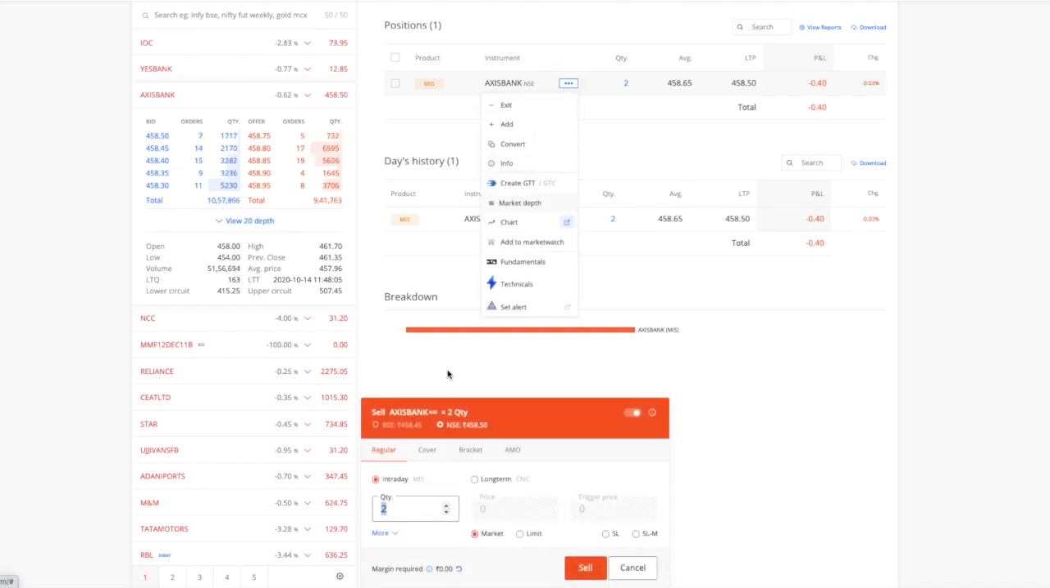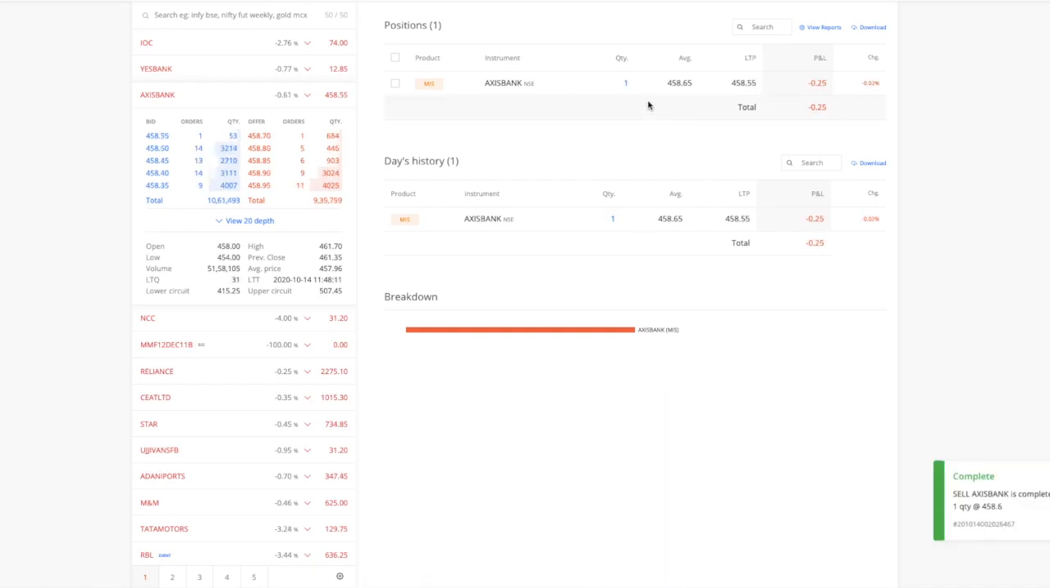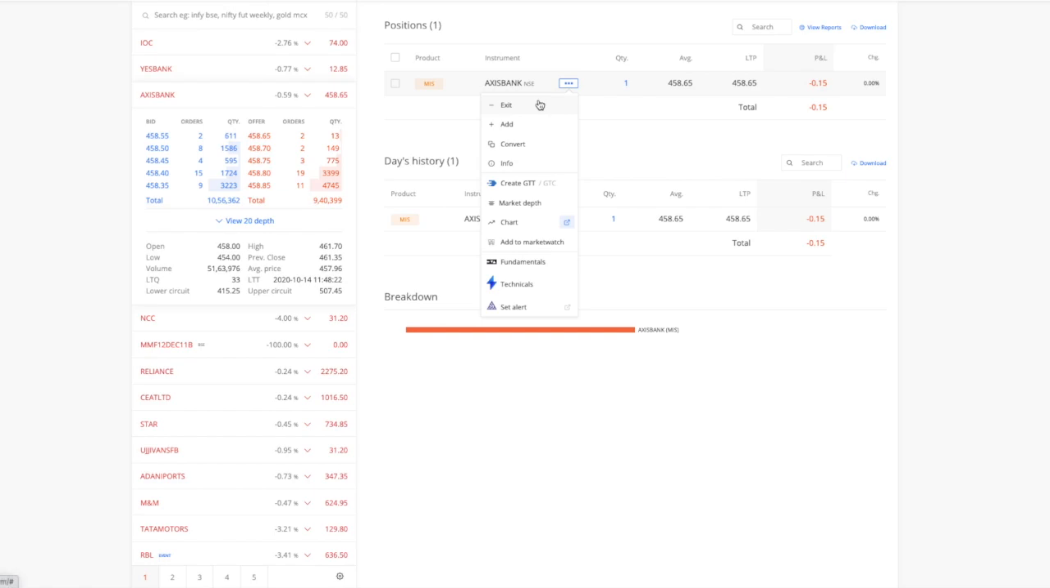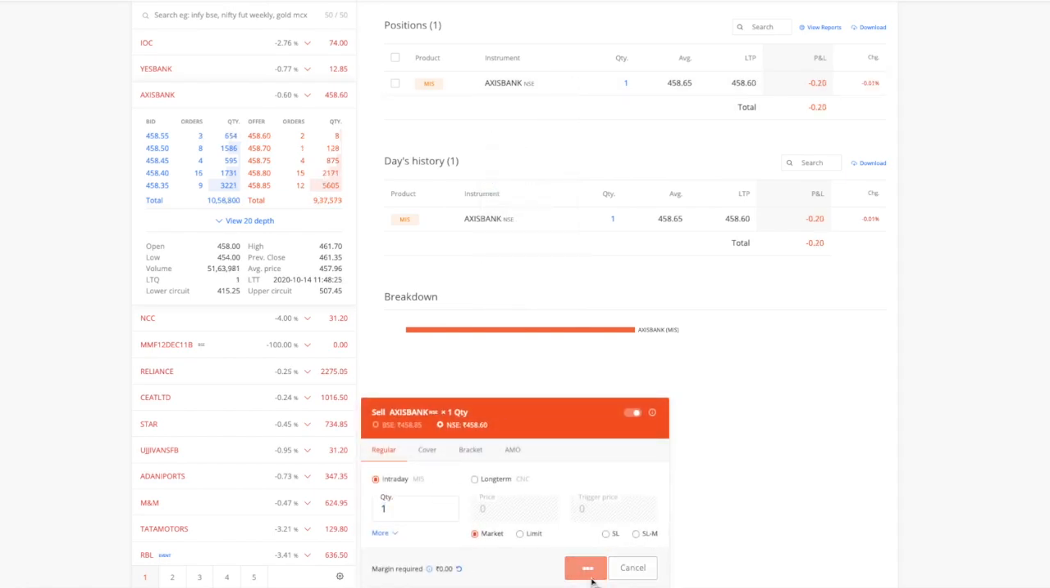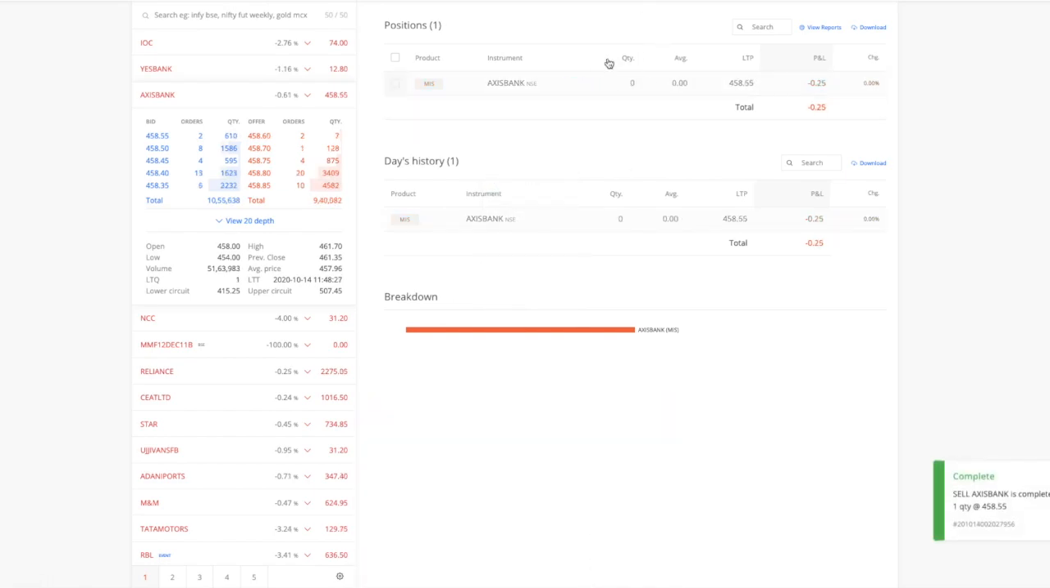For that, you could just click on one quantity and click on sell. What is going to happen is one quantity is going to get exited, and whatever quantity is remaining is still there. If I want to exit the other quantity too, I could click on sell. And that's it. Net quantity has become 0.